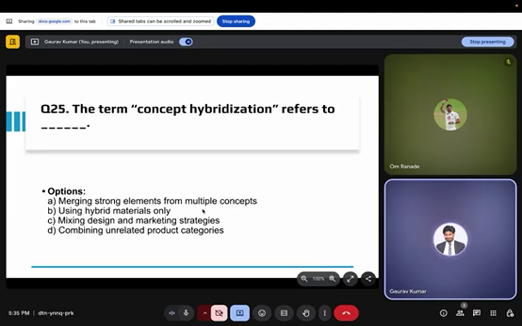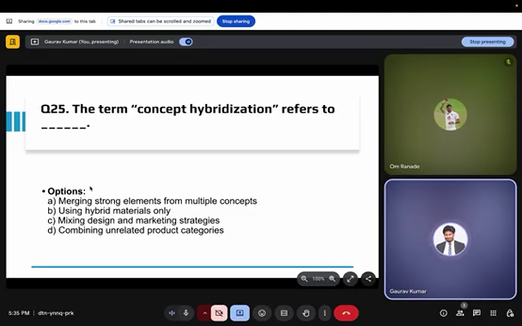Now question number 25. The term concept hybridization refers to dash. So concept hybridization is the creative synthesis of superior features from different design alternatives into a single improved solution, and it leverages the comparative insights gained during concept scoring to combine the best of each candidate. This process encourages innovation through integration rather than selection alone.